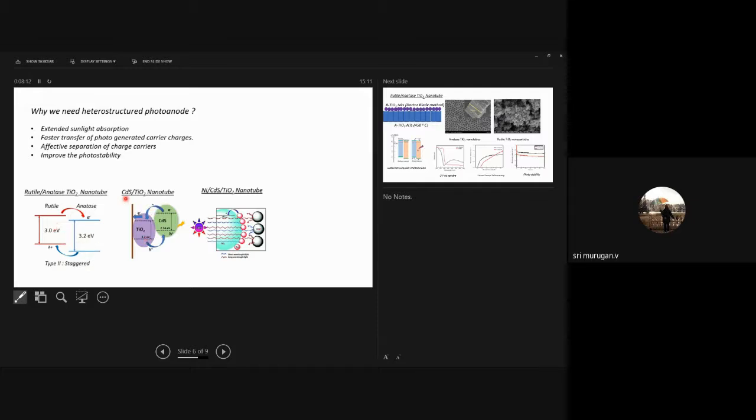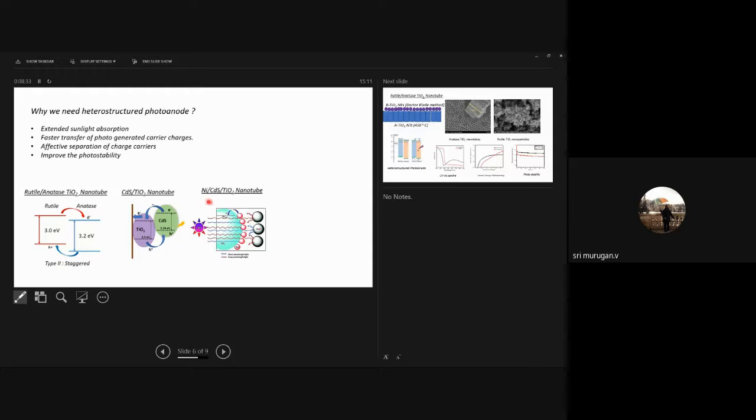Another structure is CdS TiO2. Here, the CdS will extend the absorption range up to the visible range, so we'll cover most of the visible light also. So electron-hole pairs will be high, and hydrogen generation will also be high.